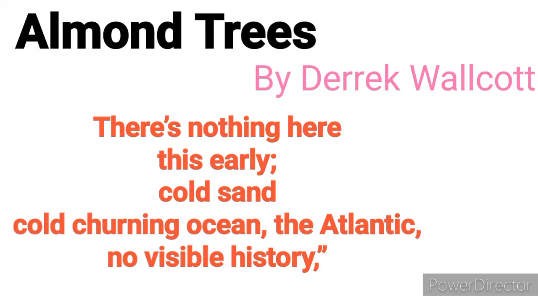There is nothing here this early, cold sand, cold churning ocean, the Atlantic, no visible history. The poet speaks about the ocean, the seashore, and the large beach. There is no use from all these. The place gives us the image of the Atlantic Ocean, a long beach, and sand. It does not say anything regarding our future. Also, it doesn't say anything regarding history. No visible history. Next stanza.